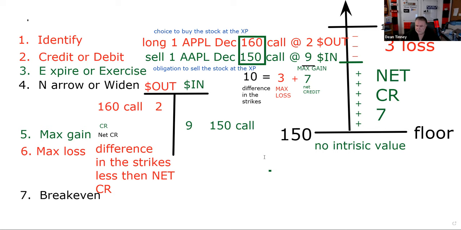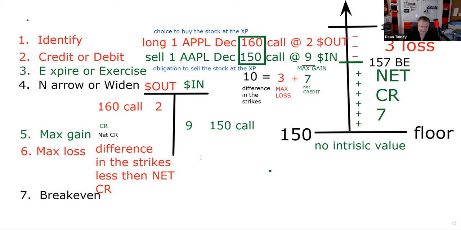So again, there's a couple ways to proceed. The breakeven here is going to be 157, and there's a couple ways to get to that 157. Now, remember I said kind of a test taking trick. It would be bad form for you as a test taker to give me a breakeven that isn't somewhere between 150 and 160.